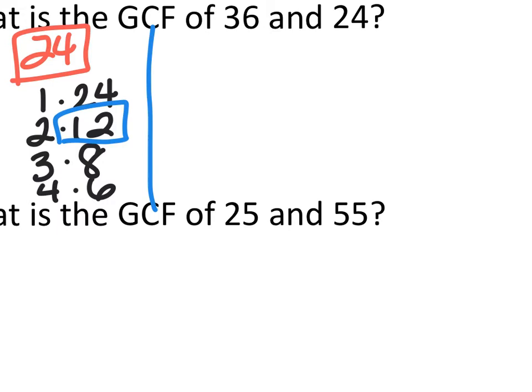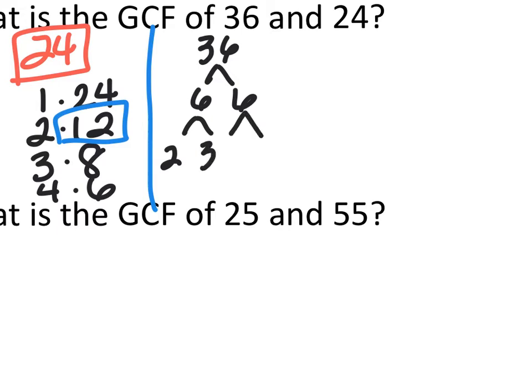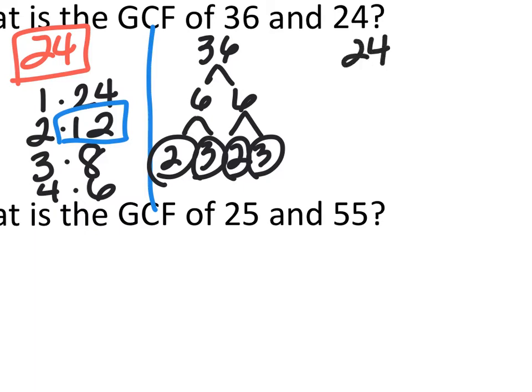So if we factor 36, you get a 6 and a 6. 6 times 6 is 36. Then each of those 6's can be broken down into 2 and 3 and 2 and 3, and then you need to circle those. Once you get down to prime factors, you always want to circle them, okay? For 24, you can do that a lot of different ways.